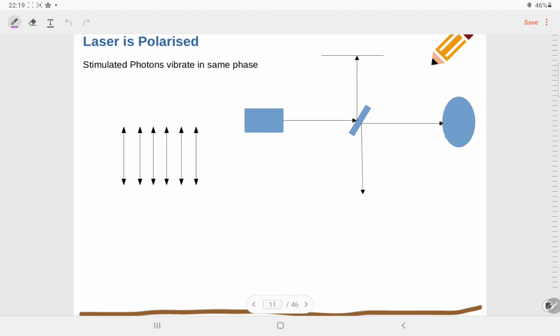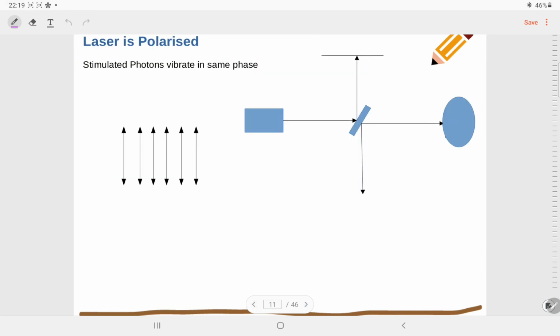One more property of laser light is that it is polarized. Laser light is polarized. We know that all the stimulating photons vibrate in the same phase, and this is also one more important property of laser light, that laser light is polarized light.